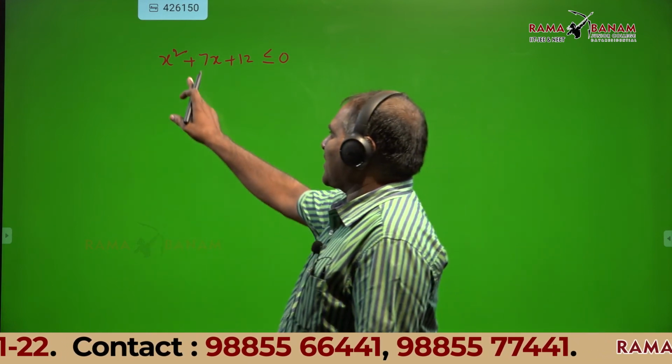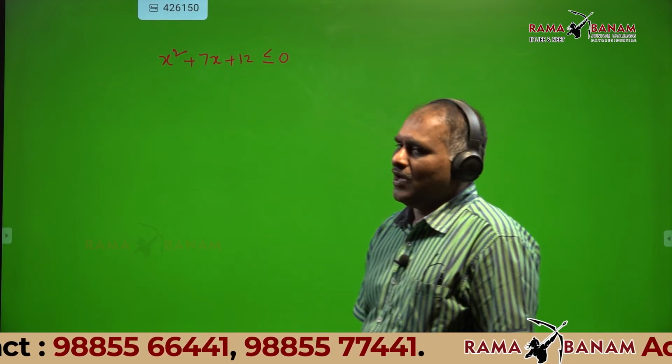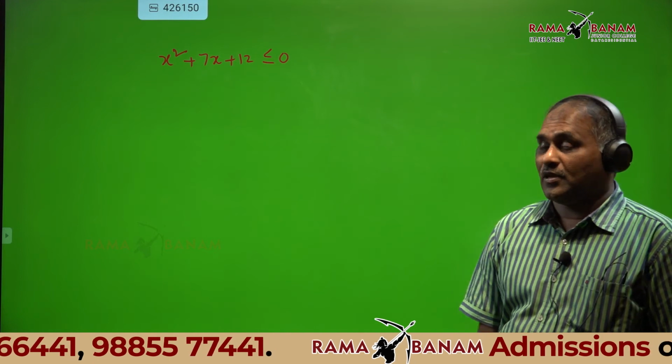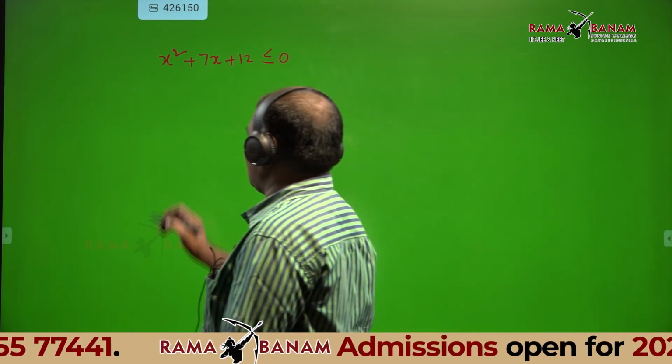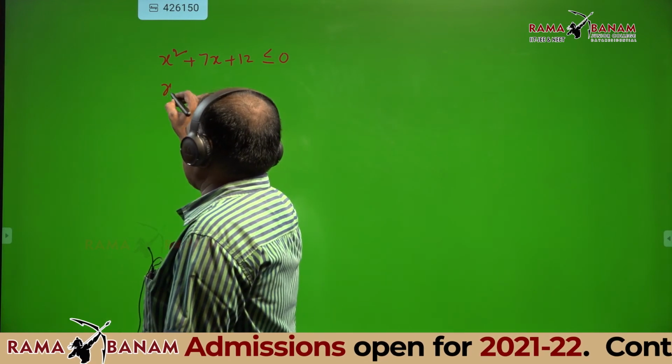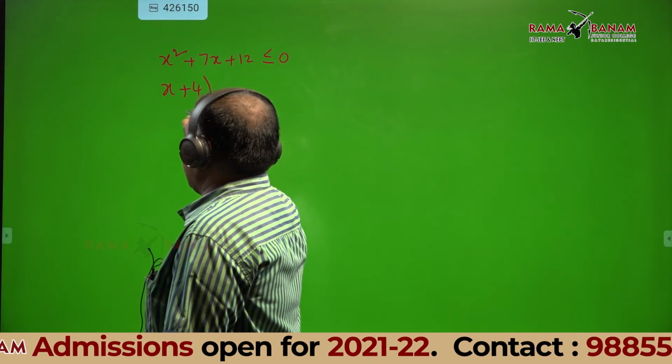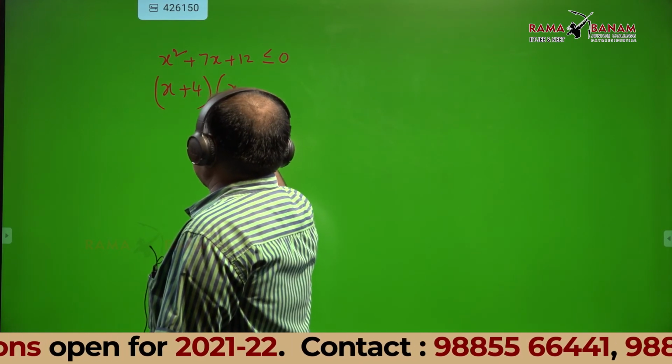Here, what are the factors of this equation? The roots are minus 4 and minus 3, so the factors are x plus 4 into x plus 3.